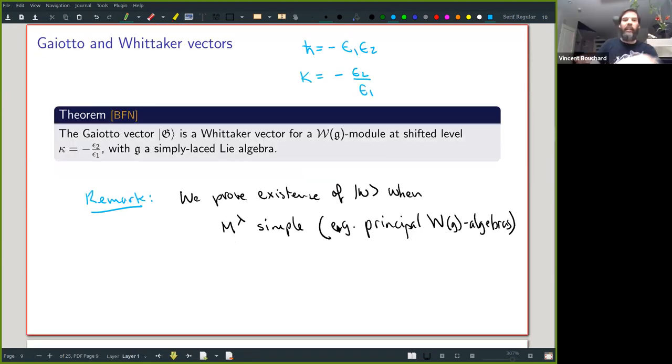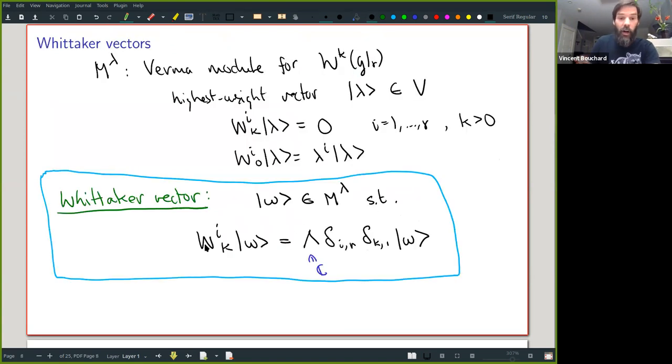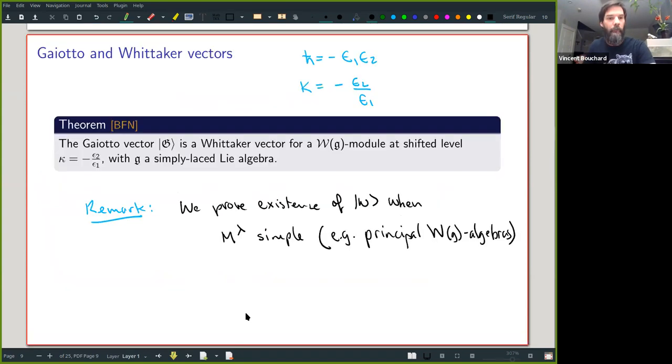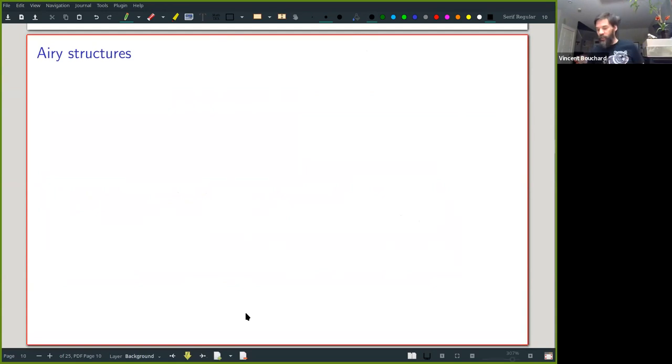Okay, so this basically was my introduction to Whittaker vectors. What you should remember out of this is that the Gaiotto vector is a Whittaker vector. So you're interested in Whittaker vectors if you're interested in gauge theories. And these Whittaker vectors are basically states in your Verma modules that are killed by all positive modes except one. That's what you should remember. So that's what we're trying to construct.